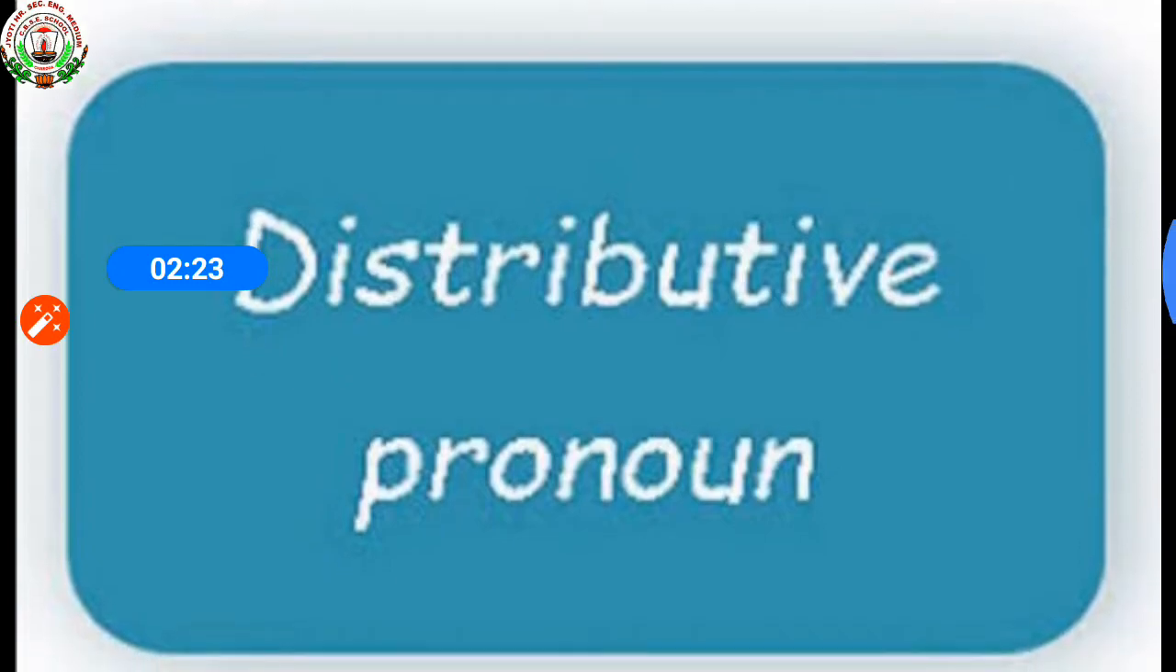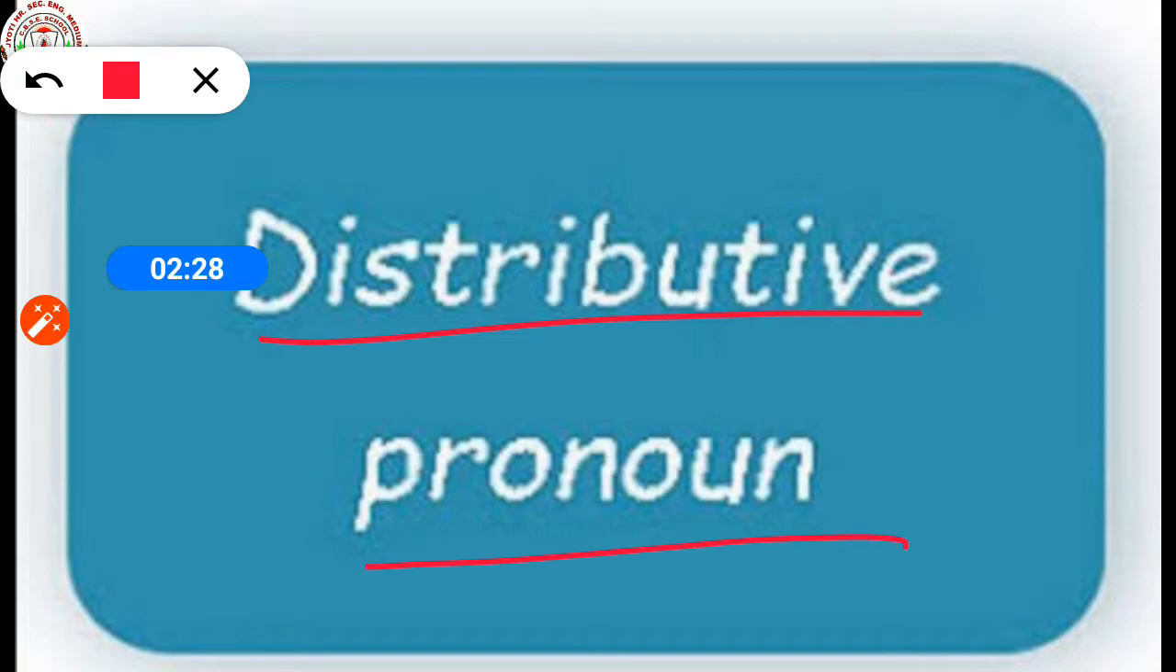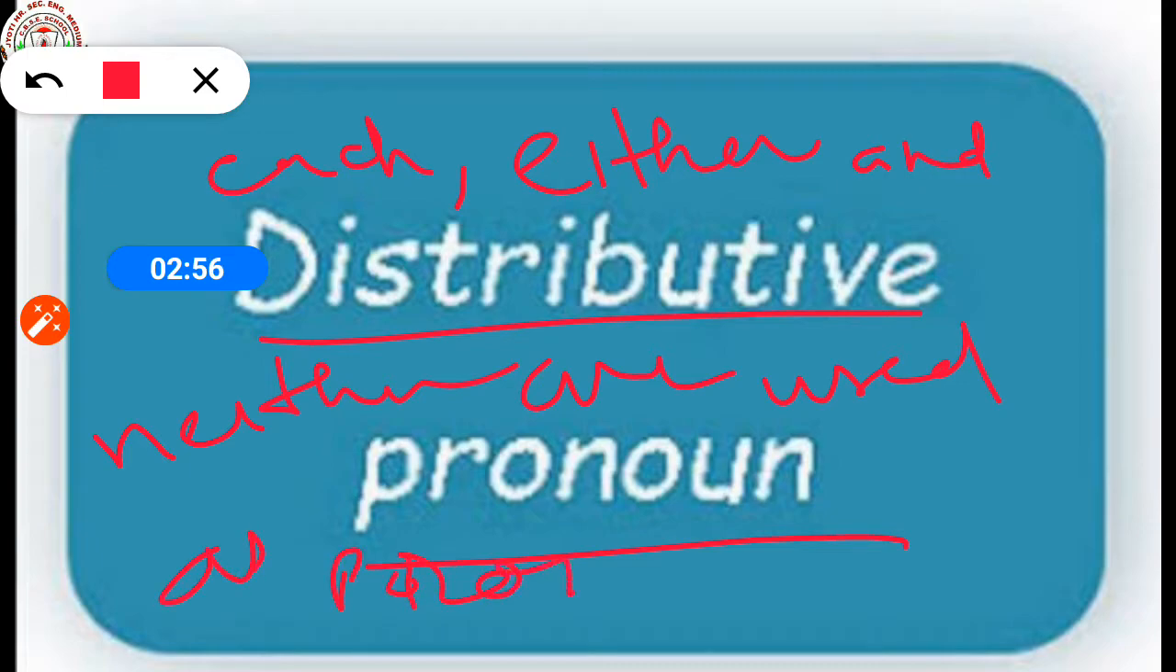Next one is distributive pronoun. Distributive pronoun means when each, either, and neither are used as pronouns. As pronouns, they are called distributive pronouns.